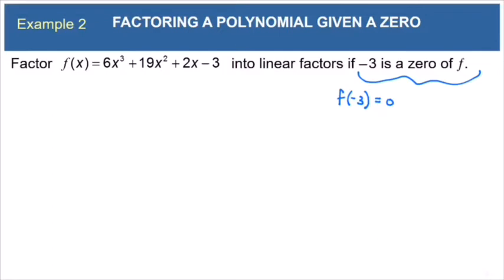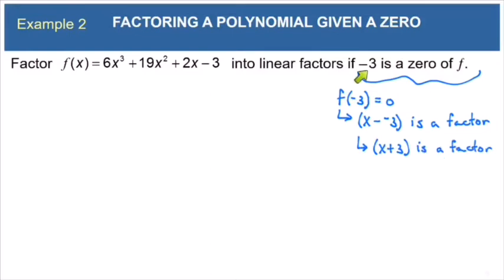Now the factor theorem tells us that if f of negative 3 equals 0, that means that x minus negative 3 is a factor. And we would never write this as x minus negative 3. We would always write this as x plus 3.